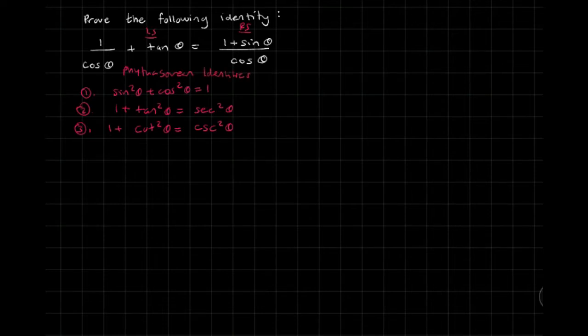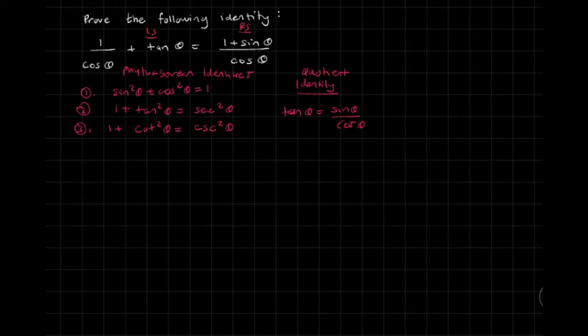But we can also employ our quotient identity. And our quotient identity is basically tan theta is sine theta over cosine theta. Okay, so keep that in mind. Now let's take a look at solving this identity.